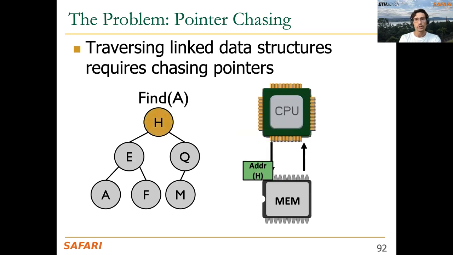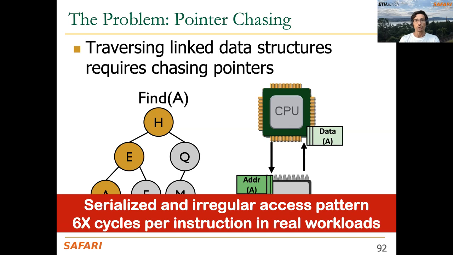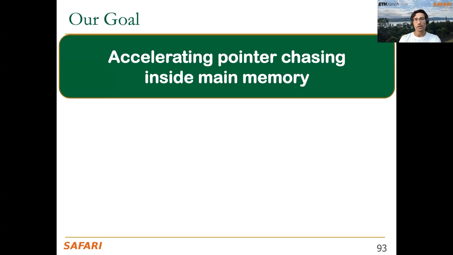And if we are doing this from a CPU, for example, we have to go through the tree. Here we need to find one particular node of the tree, A. This requires that the CPU accesses repeatedly until it reaches the desired node, right? First of all, it will have to access H, the root of the tree, and then memory returns some data. In this data in H, we have the pointer to the next node of the tree, that is node E. So we have to access node E and then wait for the data to come back to the CPU, and then finally obtain the address of A and get the data from A. So these are serialized and irregular access patterns that can take up to six times the number of cycles per instruction in real workloads. So the goal here is to accelerate pointer chasing inside memory.